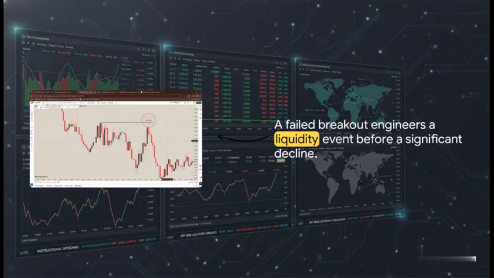Well, this isn't random. It's a recurring pattern, one specifically engineered to trap breakout traders. At the same time, it signals the true positioning of institutional participants. Identifying this pattern can give you an edge in anticipating the market's next major directional move.